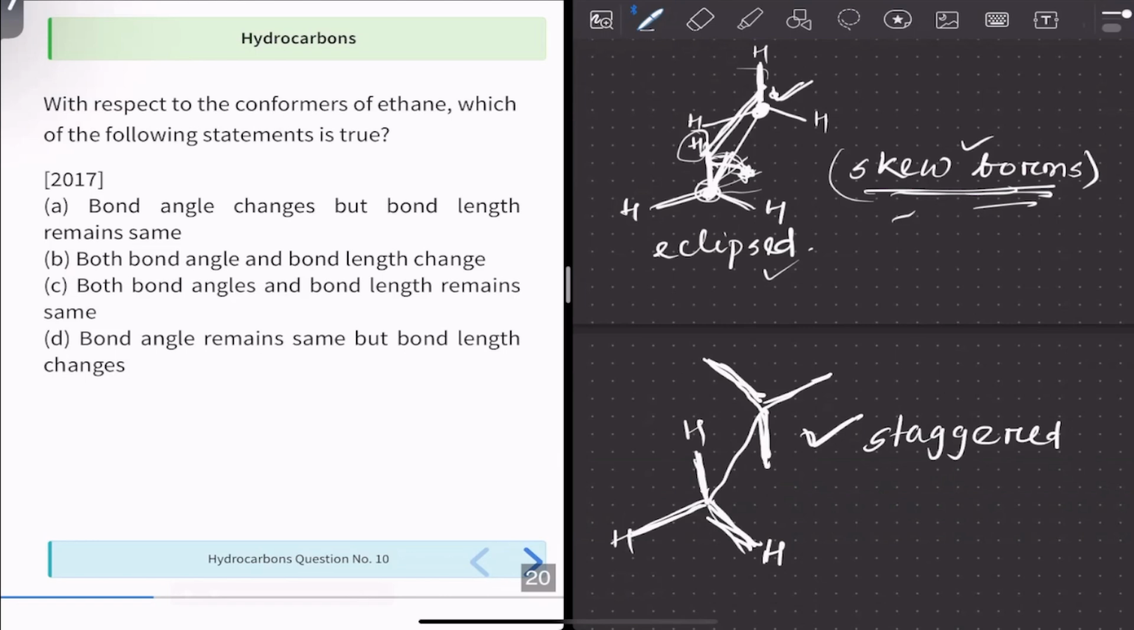If here the bond length is L, here also we'll have bond length L. It won't change. So the correct option will be: both bond angles and bond length remain the same for all the conformers of ethane. Option C is correct.